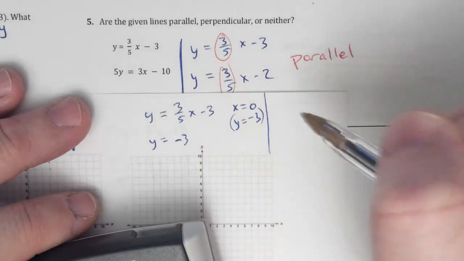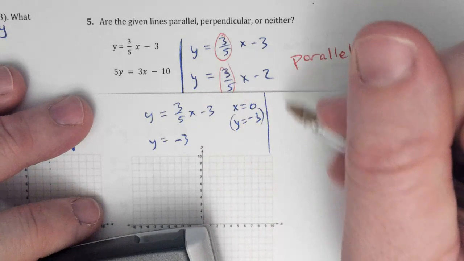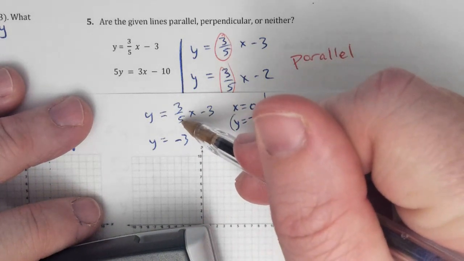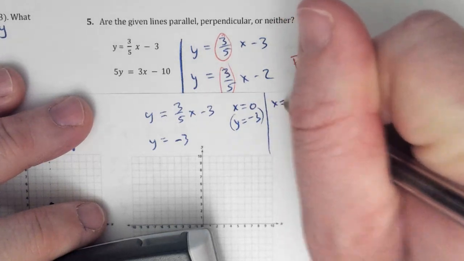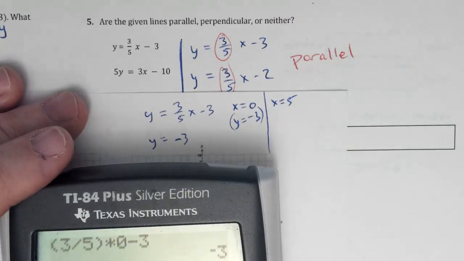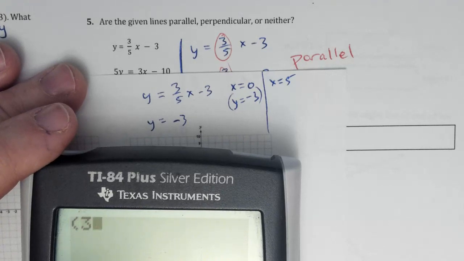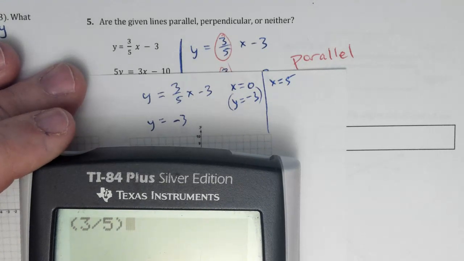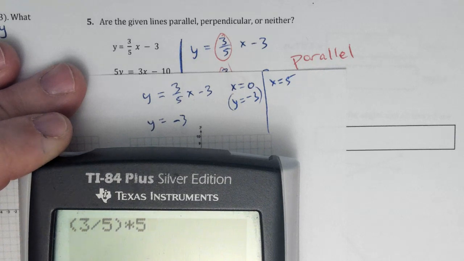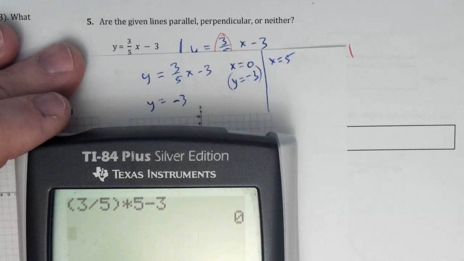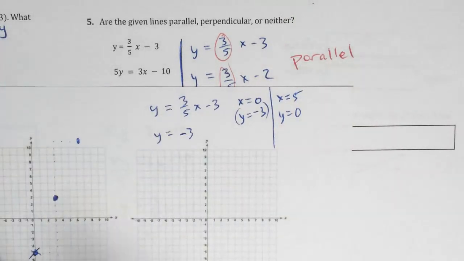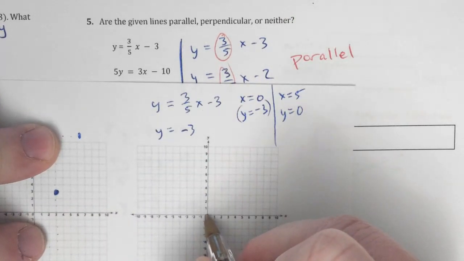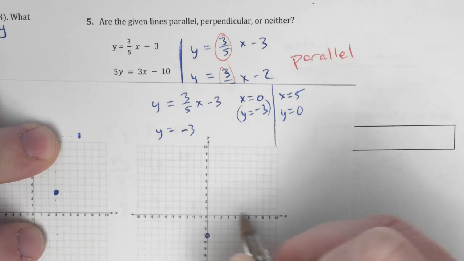Okay, so now we just need to plug in something else. And you see how our denominator is 5? 5 would probably be a really good number. So what if we let x equal 5? Okay, plug that in. So 3 divided by 5 times 5, and we're subtracting that 3, and we would get, oh, cool, 0. That's nice. y would pop out as 0. All right, so we have two coordinates here. We have 0, negative 3, and we have 5, 0.